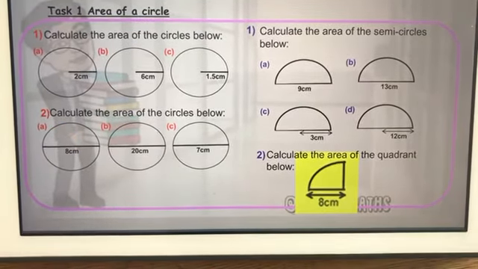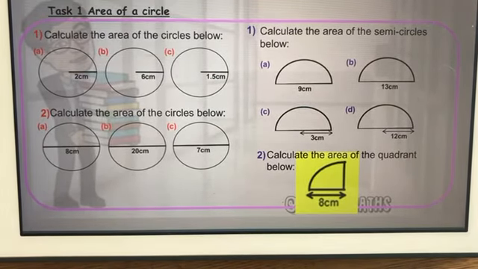If you want to use pi on your calculator, you can. That's probably the answers they'll give. If you want to use 3.14, you can too. Both are fine.